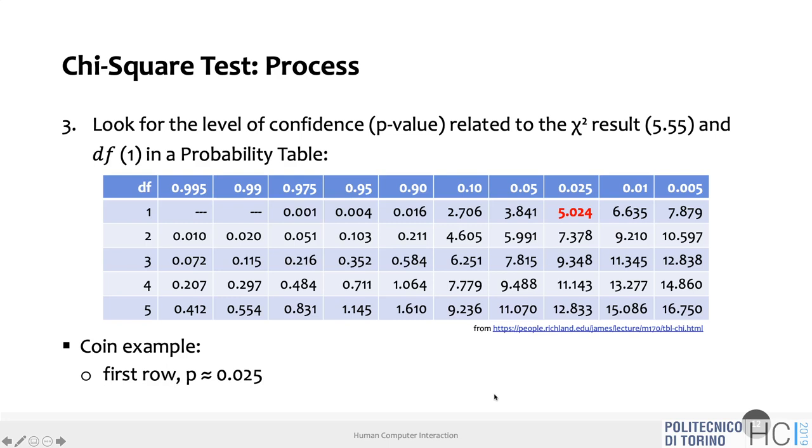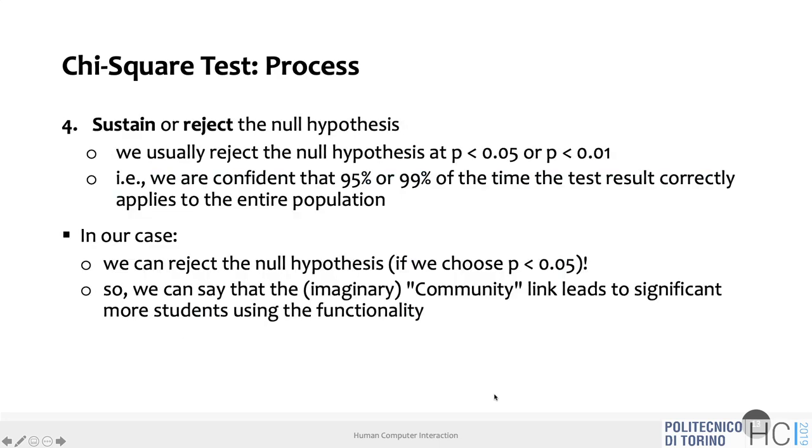So if we select a p-value threshold of 0.05, we can reject the null hypothesis. If we select 0.01, we cannot. But we can choose the first option, because it's easier. And we can reject the null hypothesis. And so we can say that the imaginary community link leads to significantly more students using the functionality, just by the name of the link.